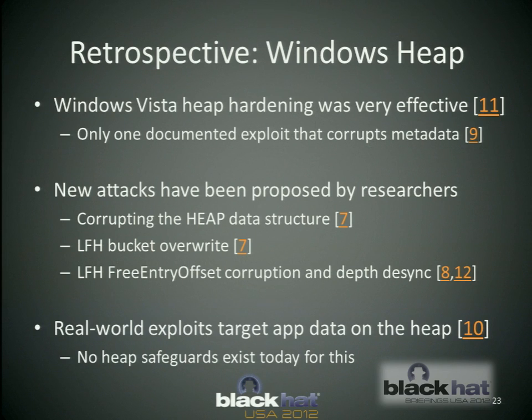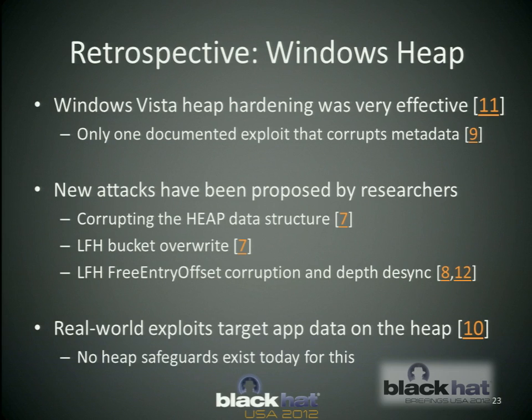So a bit of a retrospective, first of all, to set the context. We believe that the heap hardening that we did in Windows Vista has been very effective in practice in terms of protecting metadata on the heap and preventing attackers from really leveraging it for heap-based memory corruption. To my knowledge, there's only been one documented exploit that corrupts heap metadata, and this was Chris's exploit for the IIS FTP bug. So that tells you something, that attackers focus pretty much entirely on targeting application data on the heap rather than metadata.